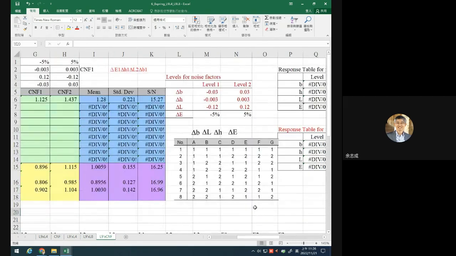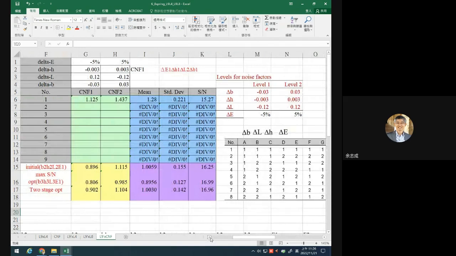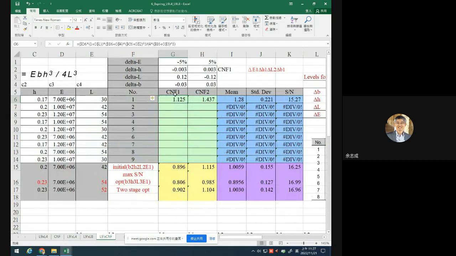This compound noise array, we use 2 samples. And these 2 combinations for all the inner array. For the first combination, we assume for each design under this combination, the output will be the lowest, smallest. On the other hand, this combination of noise factor will make it the largest. And then we have these 2 combinations, you can get the output. We can start over again.